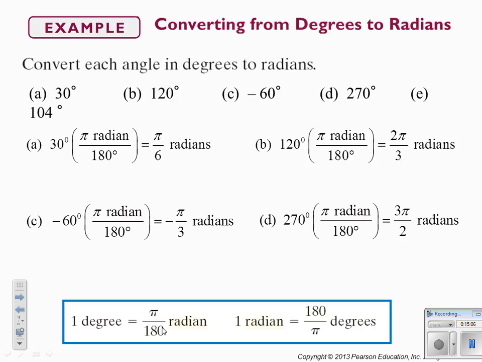270 pi over 180 is 3 pi over 2. And last but not least, 104 pi over 180. When your fraction doesn't simplify down, you can write it as an approximate radian.